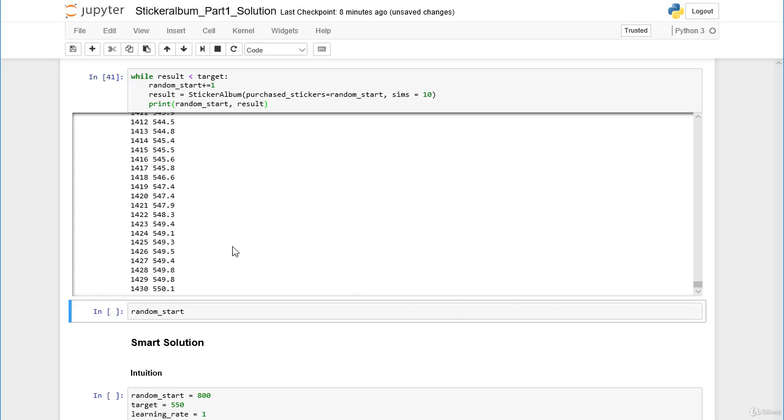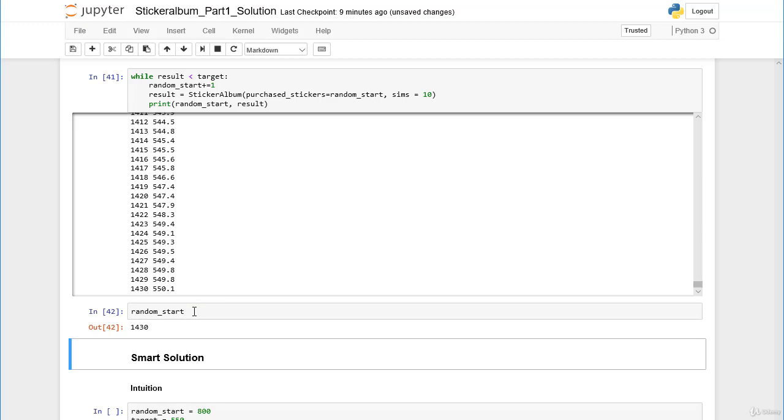And now the algorithm ends, and our result is actually that we reach the target with 1,430 purchase stickers. You might ask, oh, there's a difference. Before we had about 1,491 stickers, but keep in mind that we reduced our simulations here to 10, so the random noise is a bit larger than if we use 1,000 simulations. And in the end, we can print the actual random start, which is now the expected amount of purchase stickers that we need to receive 550 unique stickers. So in this case here it's 1,430.